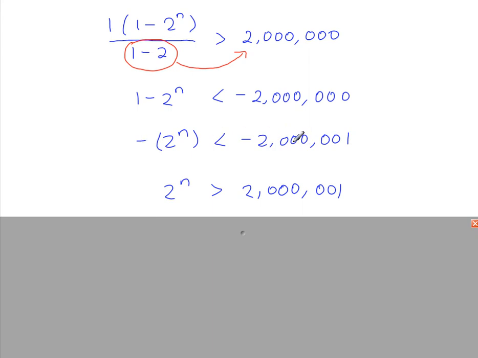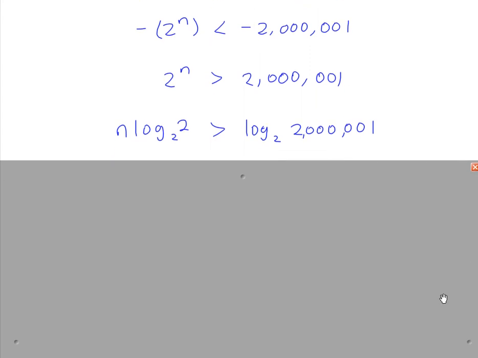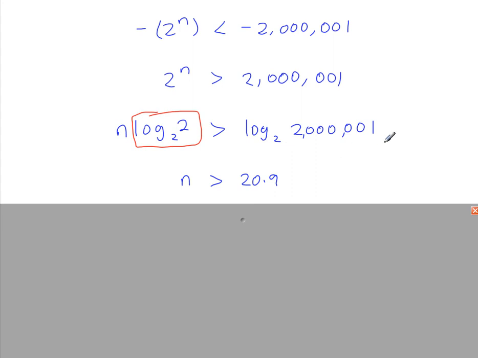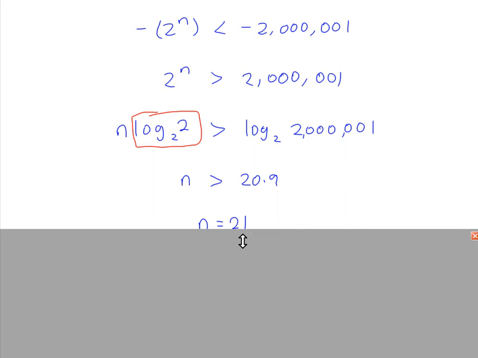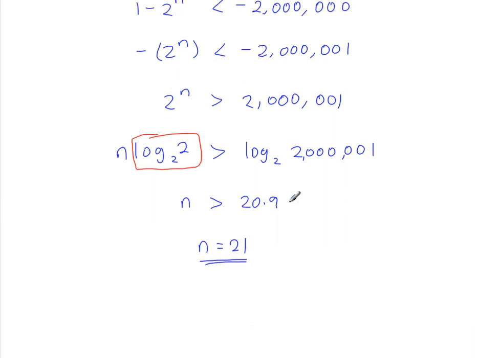Take some logs. Use the power rule, the n will come to the front when you take logs. And we know that log 2 to the base 2 is 1. The value of this from your calculator: n is greater than 20.9. n is an integer, so the first integer greater than 20.9 is 21. If we were to add the first 20 terms, the sum would not exceed this value. But if you have the sum of the first 21 terms, it will exceed 2 million.